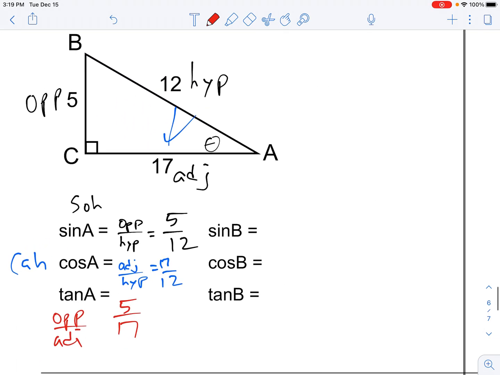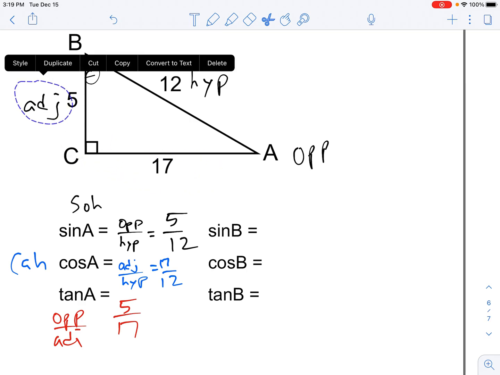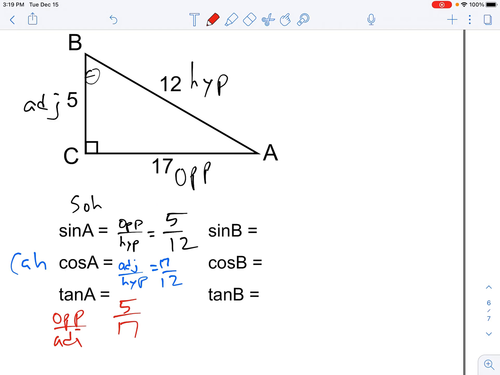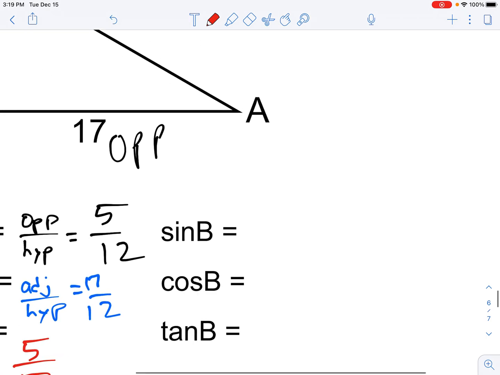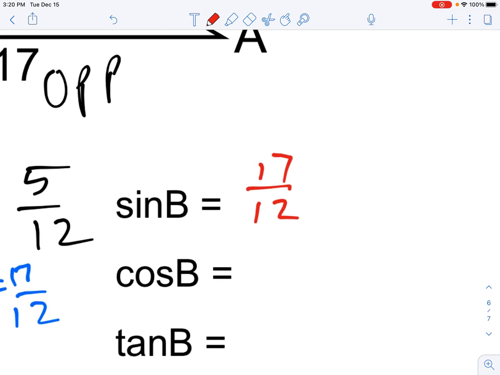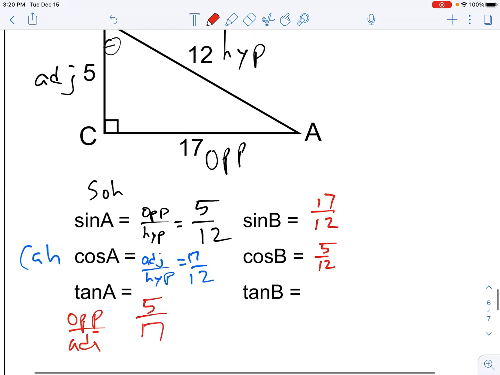Okay, so now we do the same thing with B, except our angle of reference goes up here. And we flip-flop opposite and adjacent. Now the sine of B is opposite over hypotenuse, which is 17 over 12. Cosine is adjacent over hypotenuse, which is 5 over 12. And tangent is opposite over adjacent, which is 17 over 5.